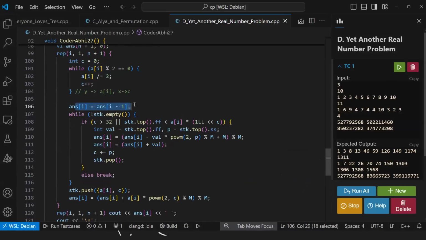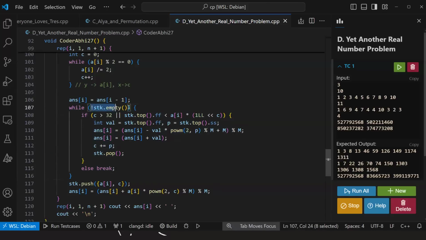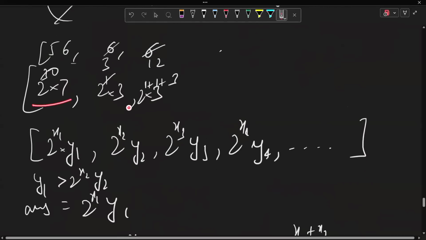In that, I would update my answer after transferring the powers. So here I am transferring the powers. While the stack is empty, I would try. What I'm doing here is, whenever I'm moving here, I would check this. If it has some powers of 2 stored in it, I would push it into a stack.